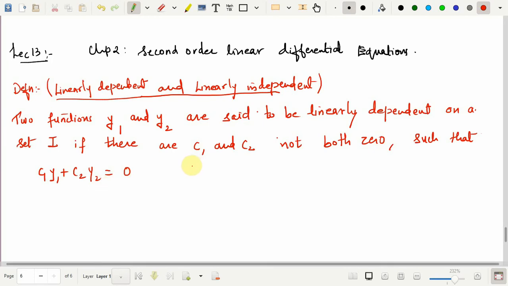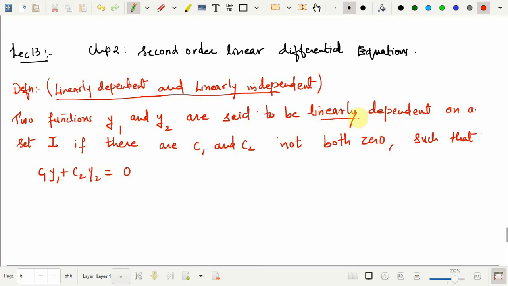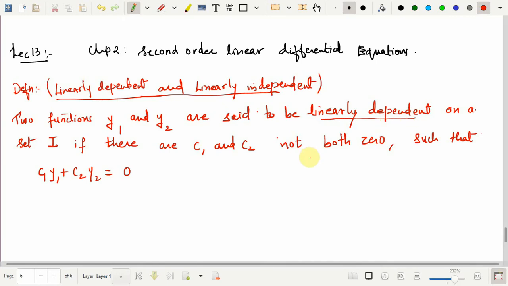Here we are talking only about two functions. So two functions y1 and y2 are said to be linearly dependent on an interval or on a set I if there are constants C1 and C2, both not 0, but their linear combination is equal to 0. And when do we say that it is linearly independent? Exactly the contrary of the above definition.